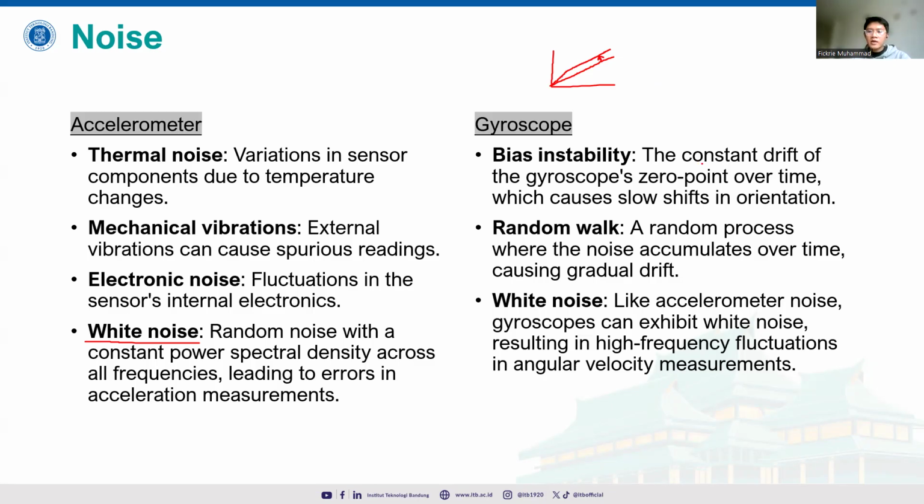And white noise, like in the accelerometer noise, the gyroscope can exhibit white noise, resulting in high-frequency fluctuations in angular velocity measurement.